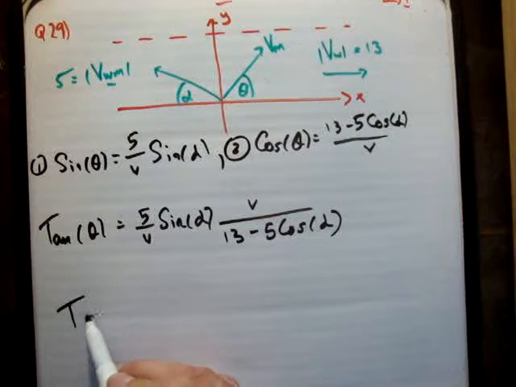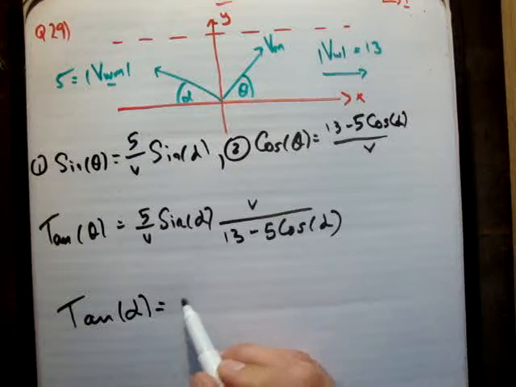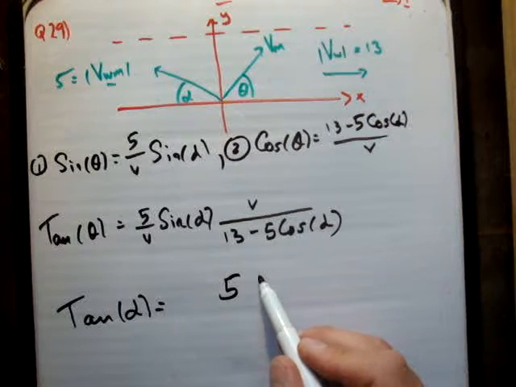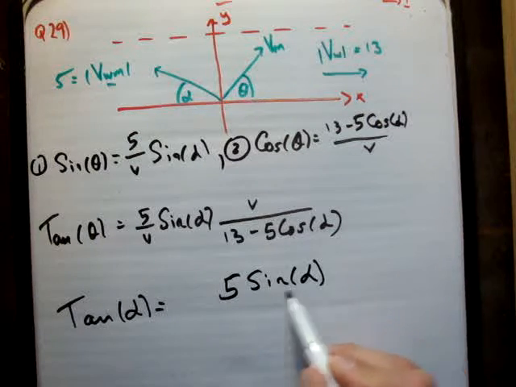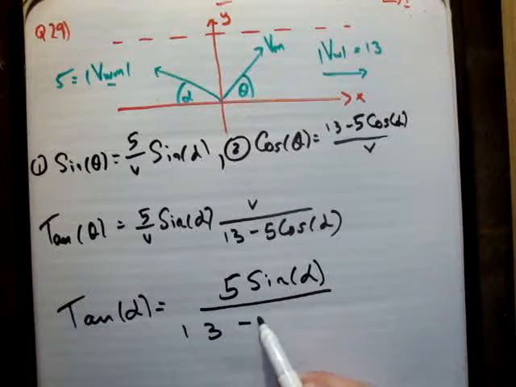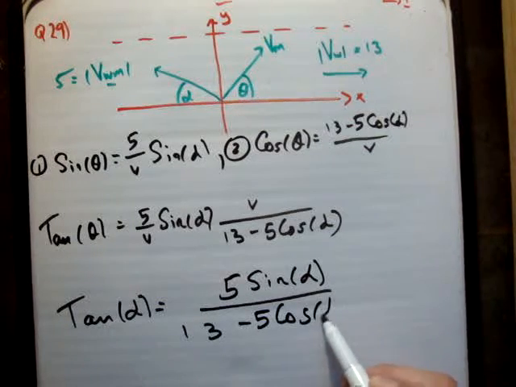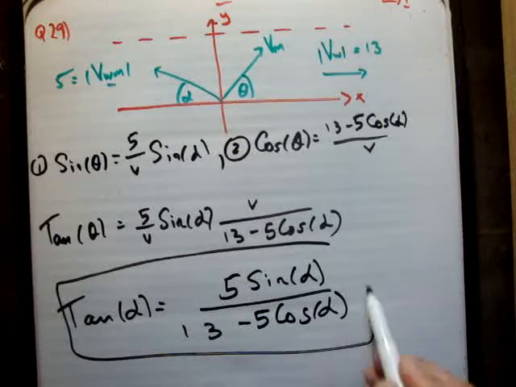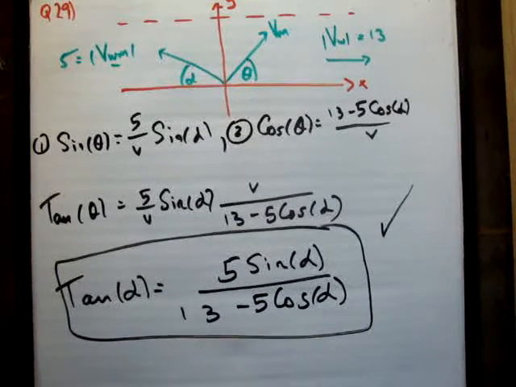and you're going to get an expression which is the exact same as the one in the book, which is that tan theta is equal to 5 times the sine of alpha over 13 minus 5 times the cosine of alpha. That's correct. Alright, so that's the easy part of the question.